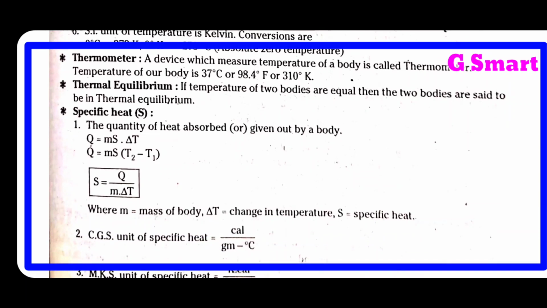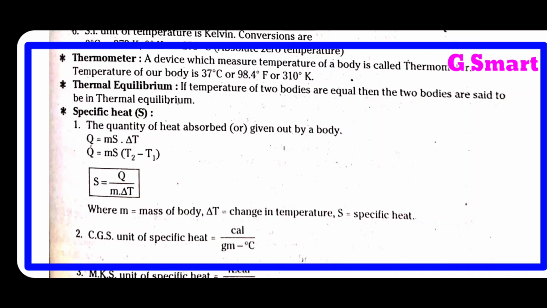Specific heat. The quantity of heat absorbed or given out by a body. When two bodies are at different temperatures, then heat transfer takes place. The quantity of heat absorbed or given out by a body is called specific heat. The formula for specific heat is Q is equal to M s delta T.